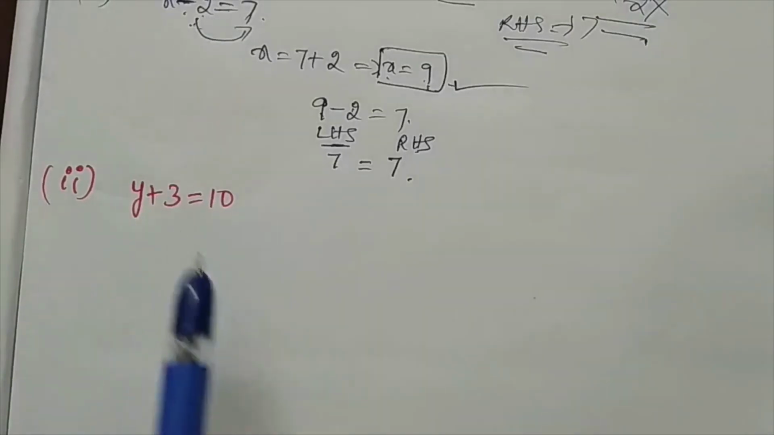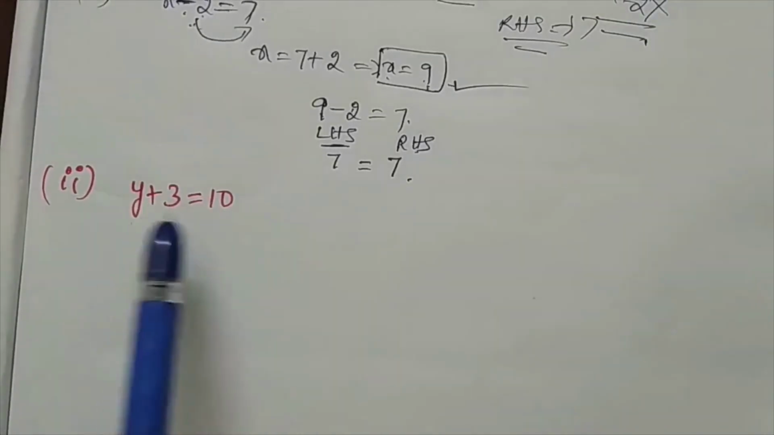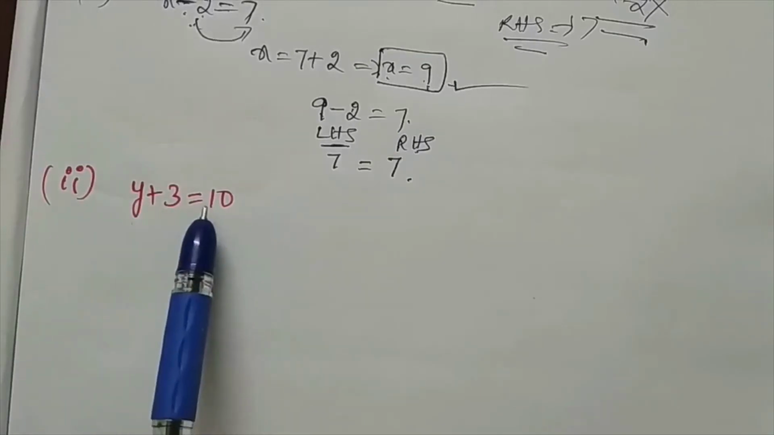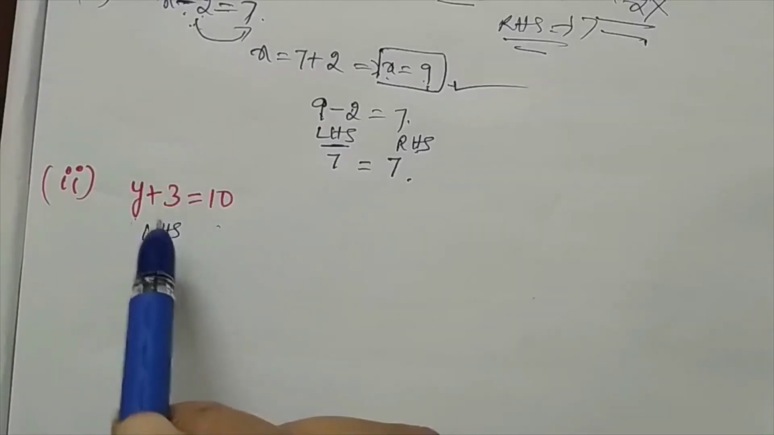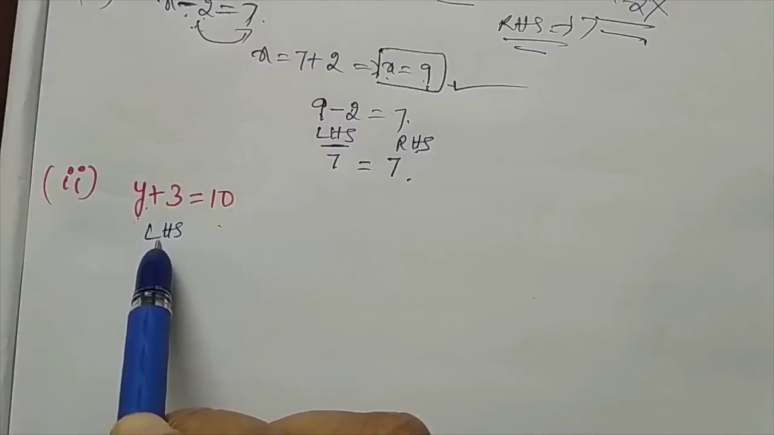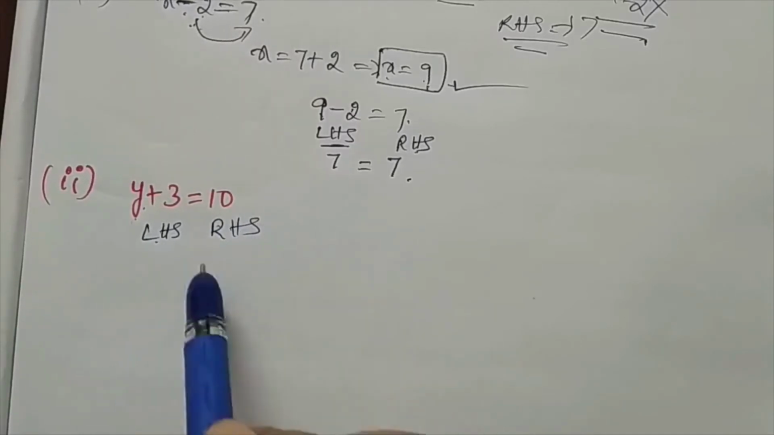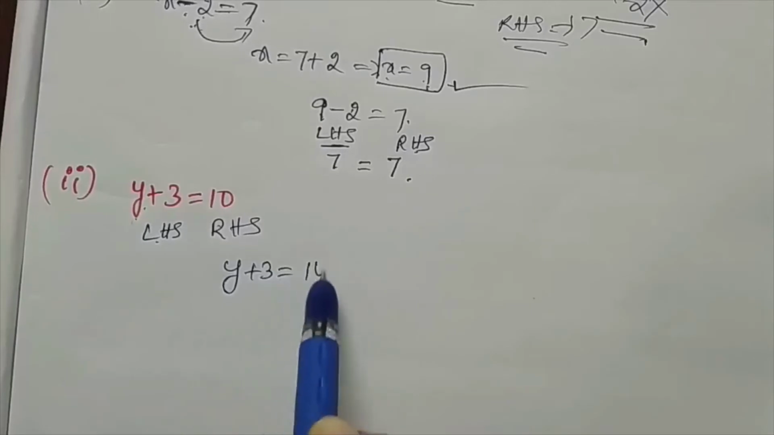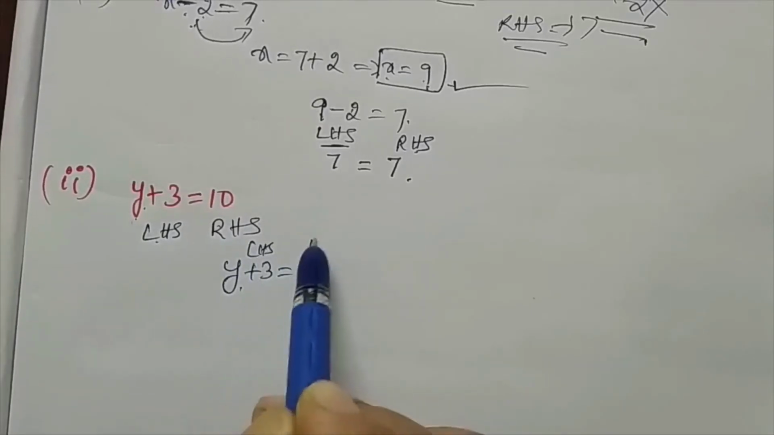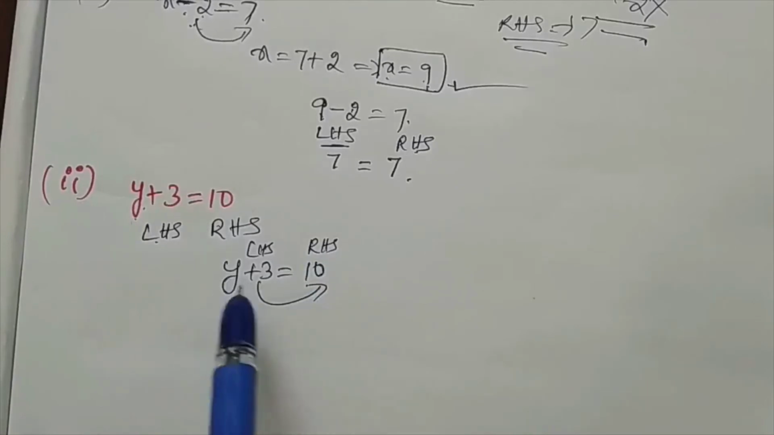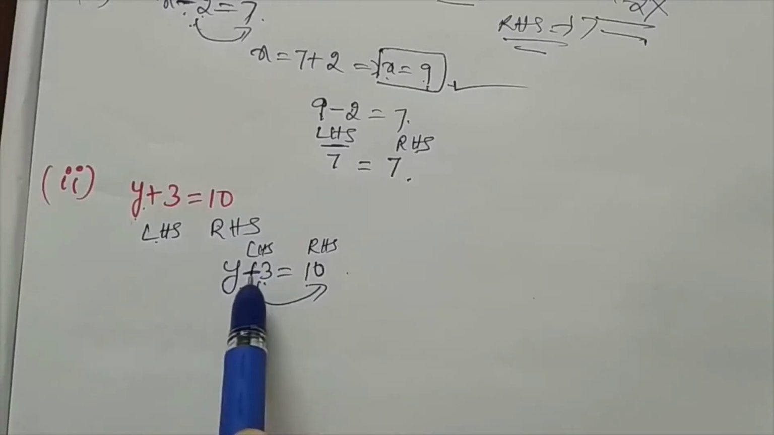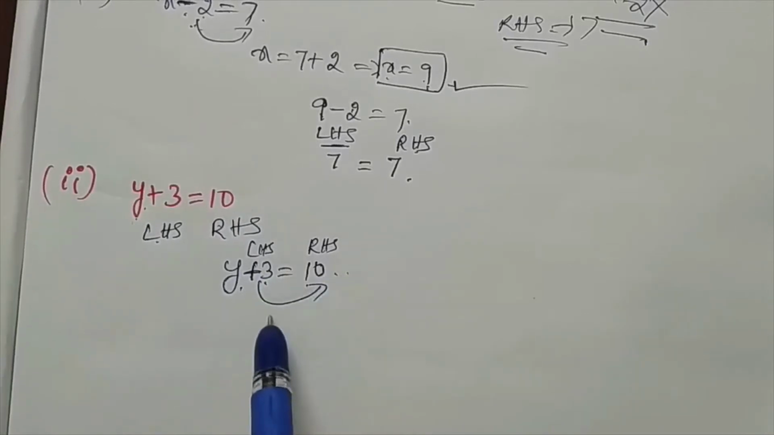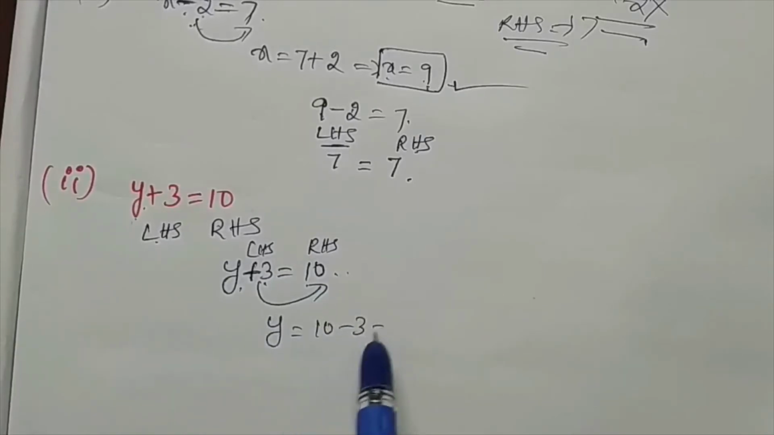Let's see the second one. y plus 3 is equal to 10. We have to find the value of y such that it satisfies the given condition. We have to find the value of y such that the value of LHS is equal to RHS. Okay. y plus 3 is equal to 10. Let's transpose this 3 to RHS. Here 3 has a plus sign, so it will become minus. So y is equal to 10 minus 3 and our answer is y is equal to 7.